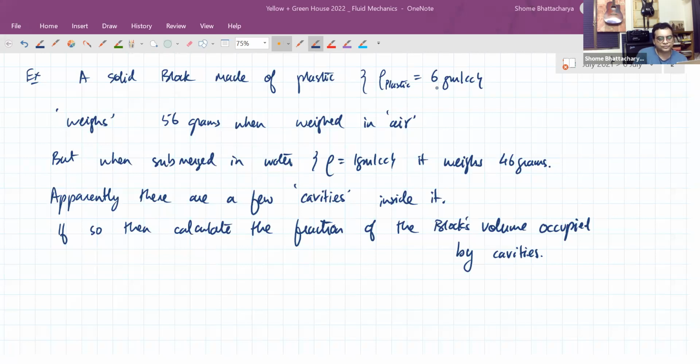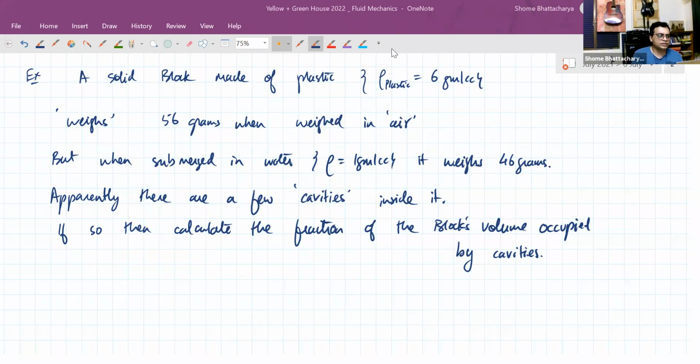But also, apparently, the solid plastic block is not completely solid plastic. There are some air cavities inside it. So we have to investigate whether this theory is correct, whether or not there are any air cavities. And if it is correct that there are air cavities, then we have to find the fraction of the block's volume which is occupied by the cavities. Like, let's say 10% of its volume is actually cavities and not plastic, then that fraction would be 1 by 10. So like that, we have to calculate the fraction. So just give this a try.